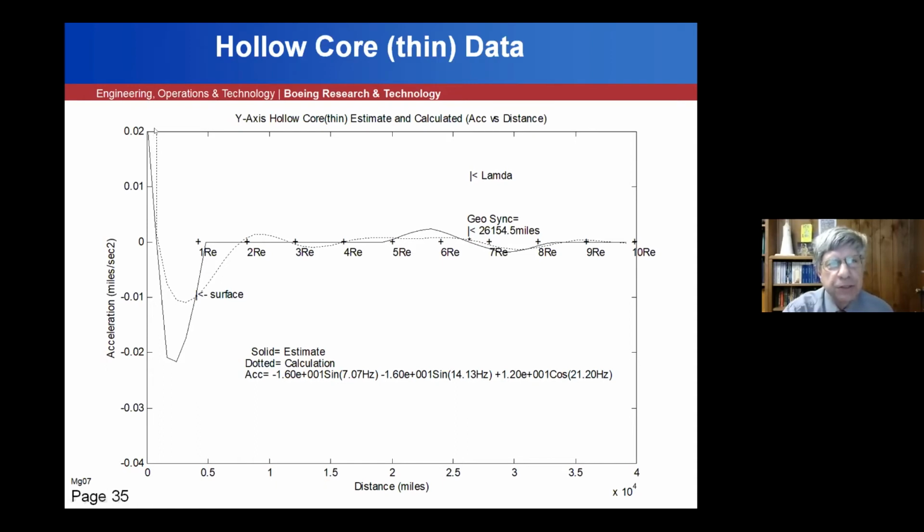So the acceleration is higher, comes down, it goes through the surface marker, wobbles a little bit, and it doesn't do much out here at the geosync point. So it's probably not right.